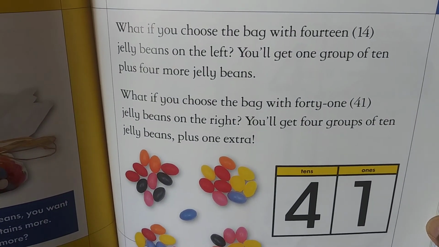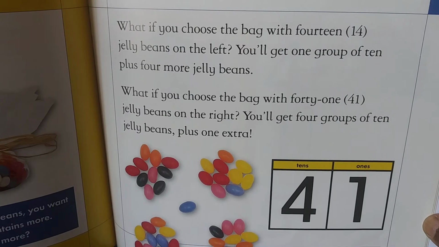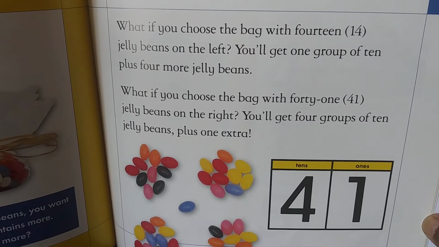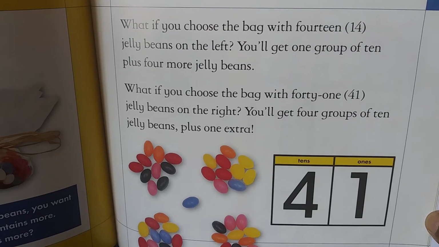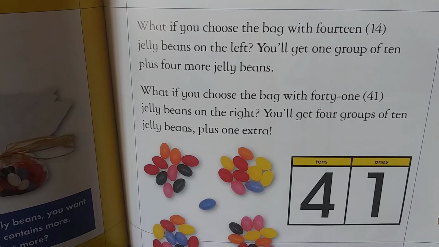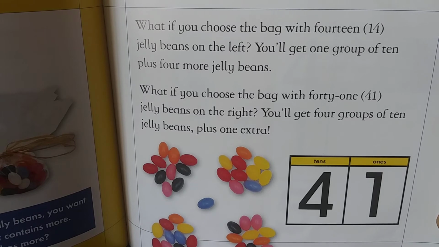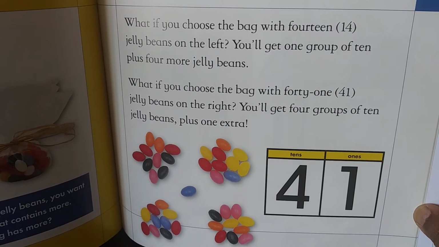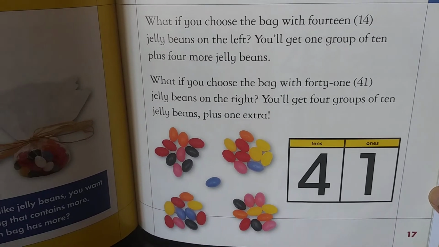What if you choose the bag with 14 jelly beans on the left? You'll get one group of 10 plus 4 more jelly beans. What if you choose the bag with 41 jelly beans on the right? You'll get 4 groups of 10 jelly beans plus 1 extra.